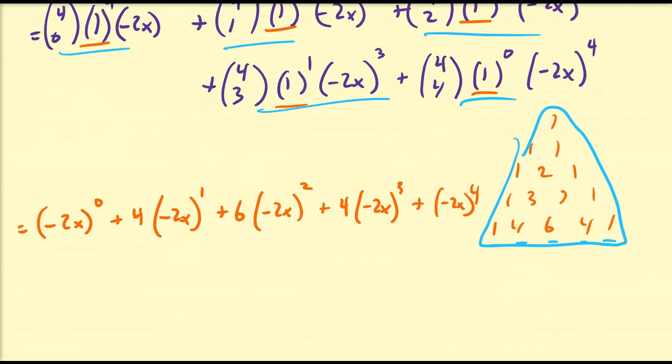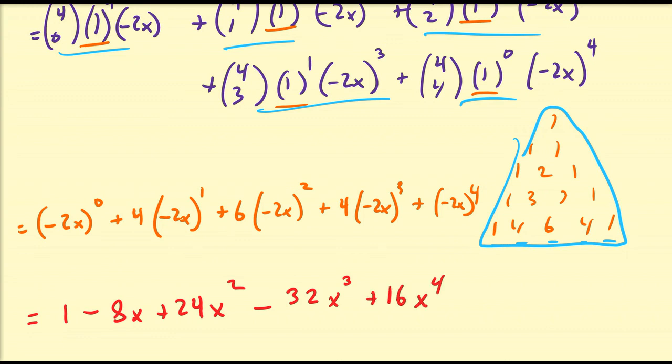So we know our powers of 2, so that's no big deal. So this is going to be equal to 1. Negative 2 to the power of 1 is going to be minus, so this is going to be 1 minus 8x. Negative 2 squared is going to be positive, so that's 2 times 2 is 4, and 4 times 6 is going to be 24x squared. 2 times 2 is 4, times 2 is 8, but that's going to be negative, so negative 32x cubed. And then we have 2 to the power of 4, so 2 times 2 is 4, times 2 is 8, times 2 is 16x to the power of 4.